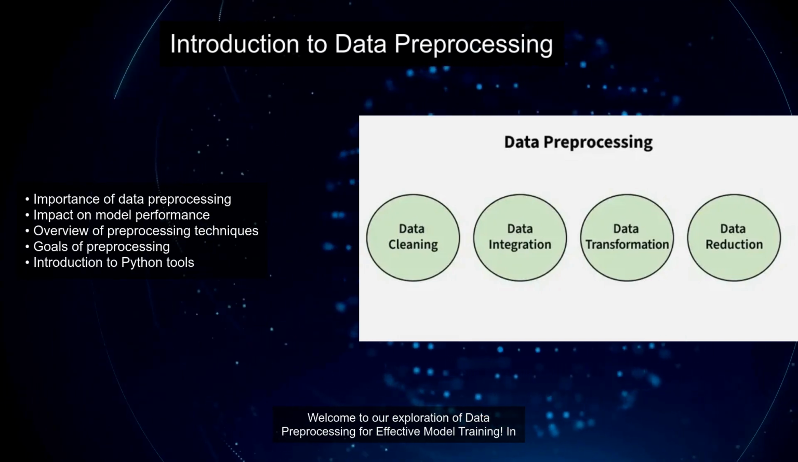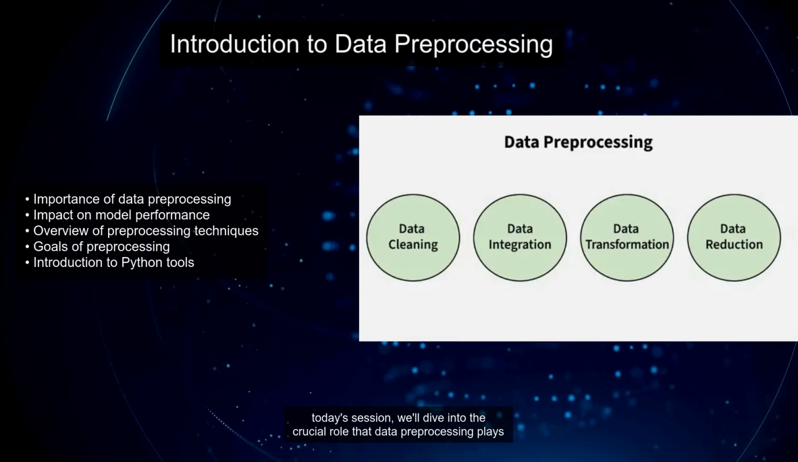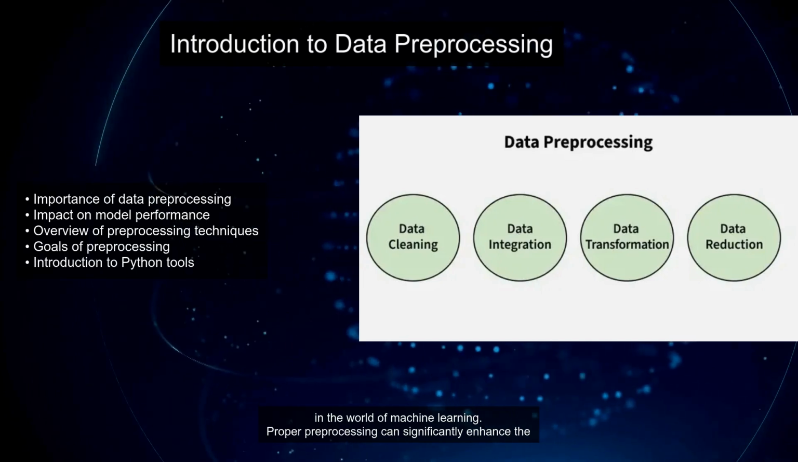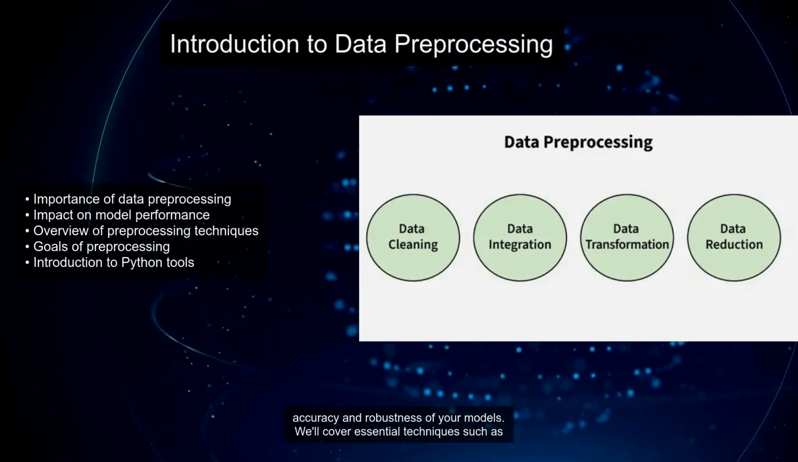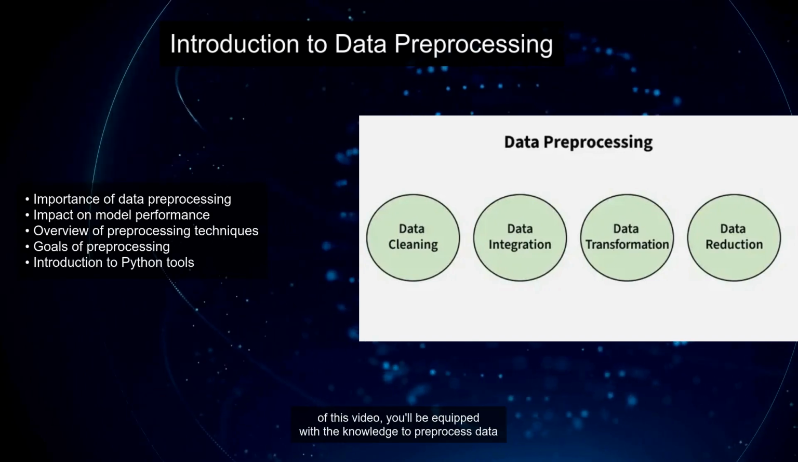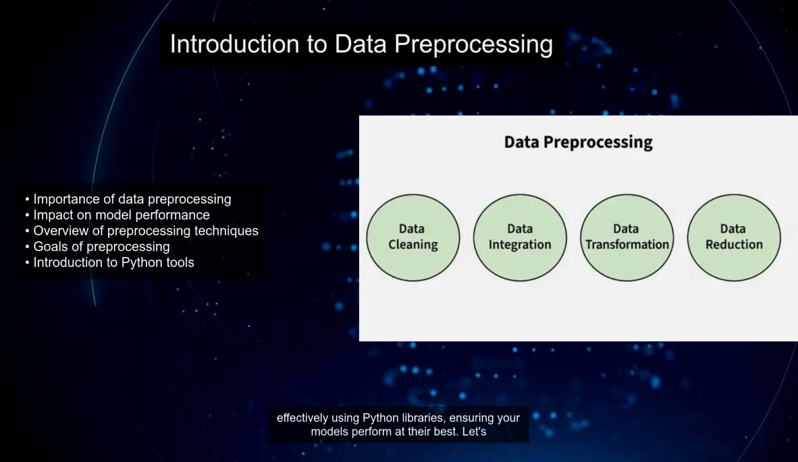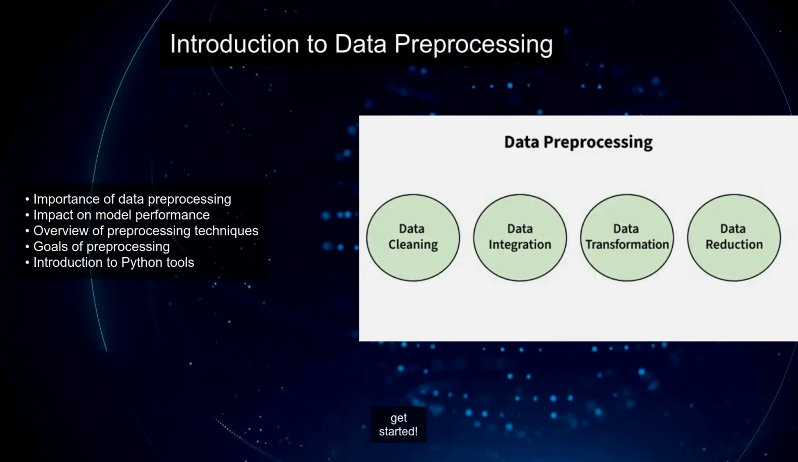Welcome to our exploration of data preprocessing for effective model training. In today's session, we'll dive into the crucial role that data preprocessing plays in the world of machine learning. Proper preprocessing can significantly enhance the accuracy and robustness of your models. We'll cover essential techniques such as normalization, handling missing data, encoding categorical variables, and more. By the end of this video, you'll be equipped with the knowledge to preprocess data effectively using Python libraries, ensuring your models perform at their best.